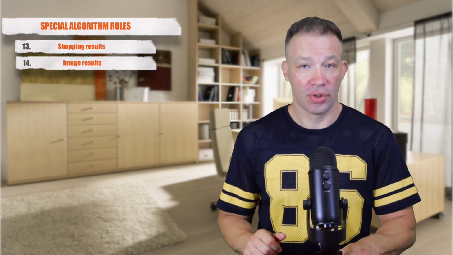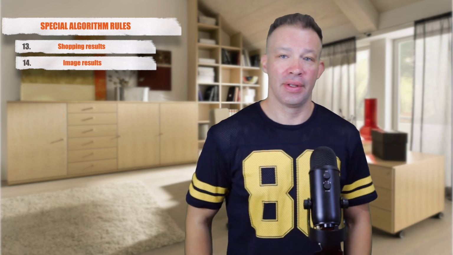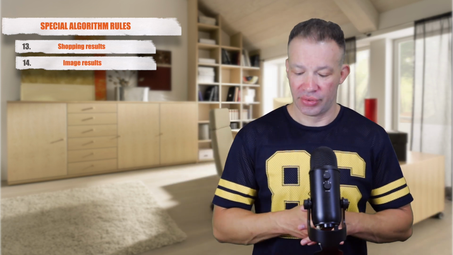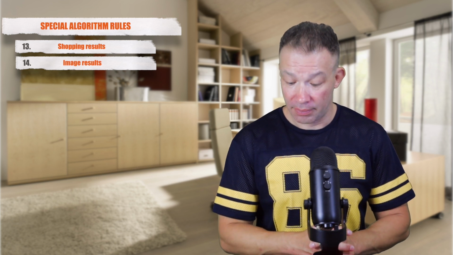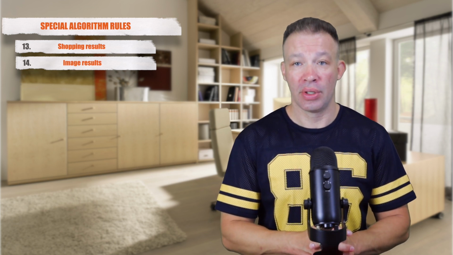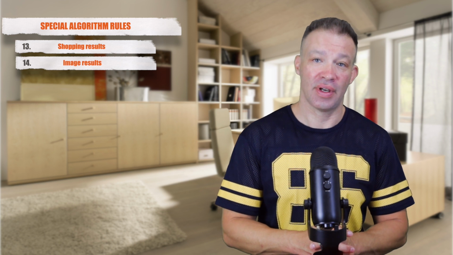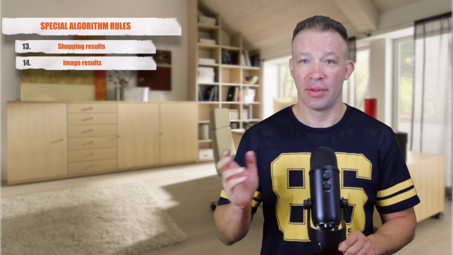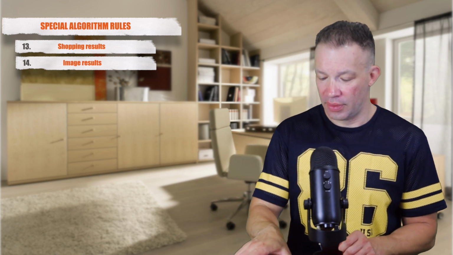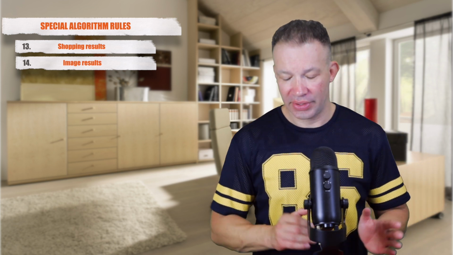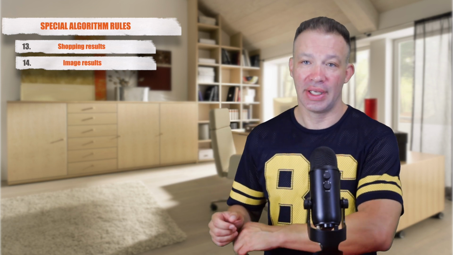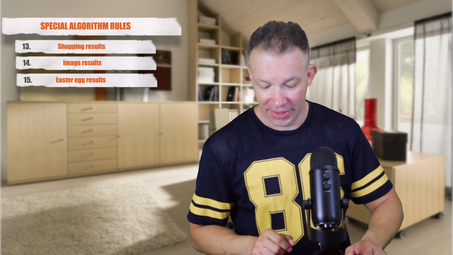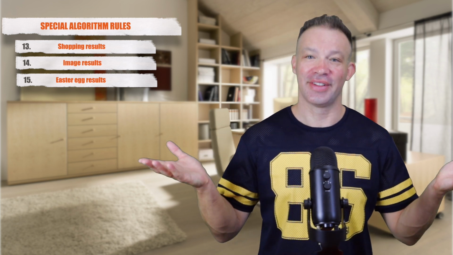14, image results. As we can notice on the Google search page, we can see image results, and many times when we search for an image and find something very good or interesting, we can click on the image and get to the website. It's not a very critical factor, but sometimes you can get a few extra clicks. 15, Easter egg results. I never heard about this before.